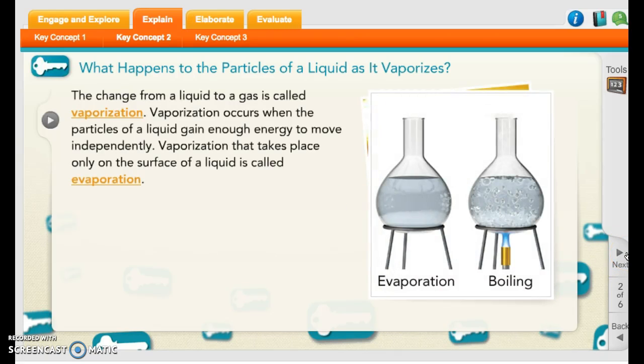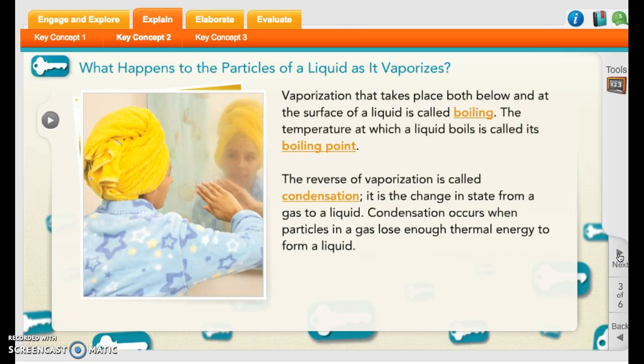Vaporization is what happens when a liquid turns into a gas. Vaporization is actually happening at most times to all liquids, just very slowly, right? Vaporization happening on the top, that happens all the time, is called evaporation. This is why if we leave a cup out, slowly but surely there will be nothing left in the cup.